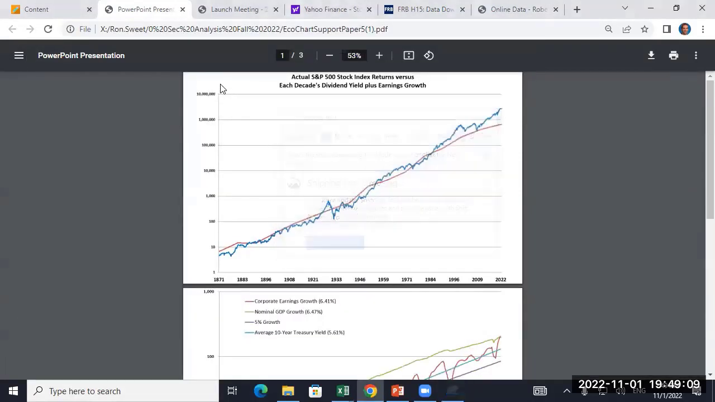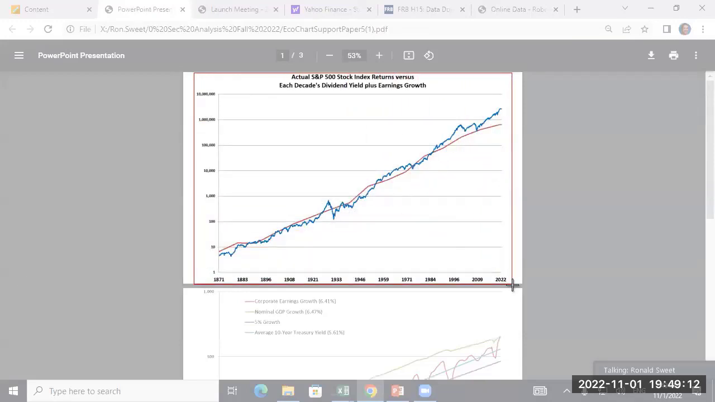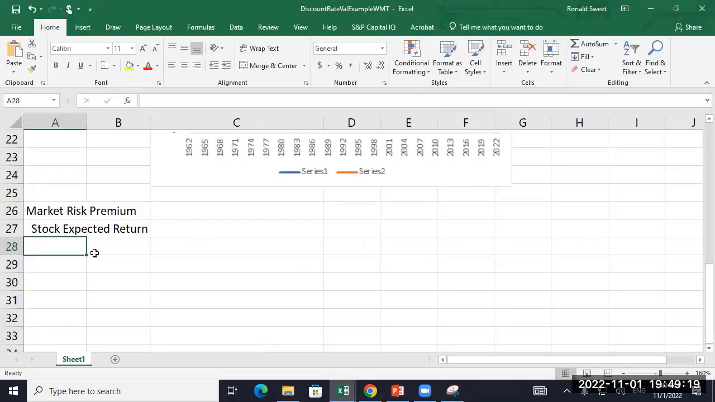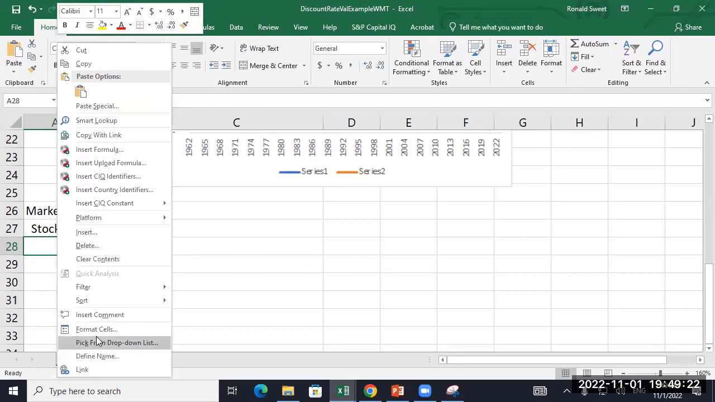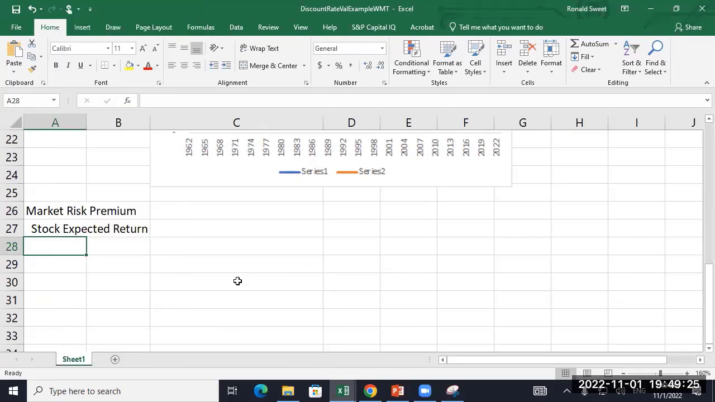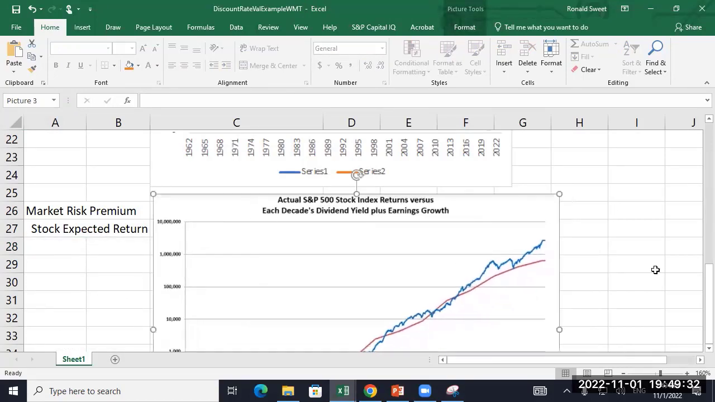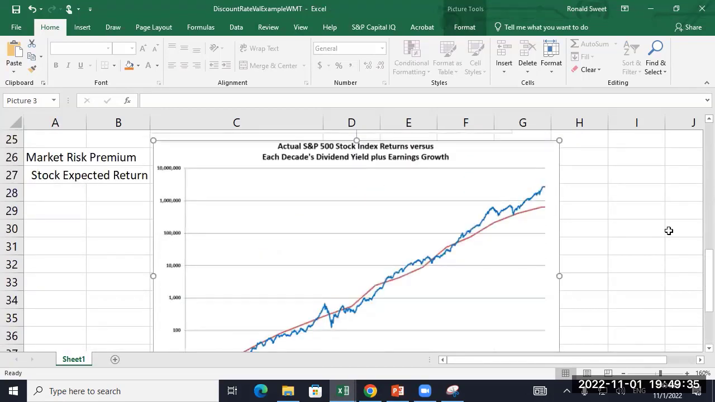So this one shows you that stocks do make earnings yield plus expected earnings growth. I realize I got a little bit away, so you may have to put in a few words. If you look at this chart, you can see when you map the actual stock return against each decade's dividend yield plus earnings growth, the stock market tracks it very closely, except for recently where it's gotten well above the trend. However, I believe, something along those lines, if you want to put this chart into your paper.